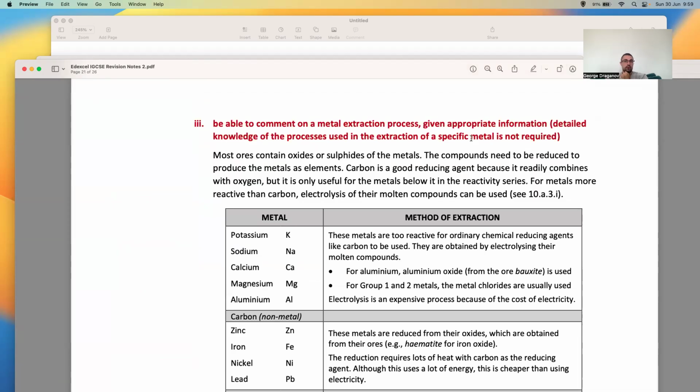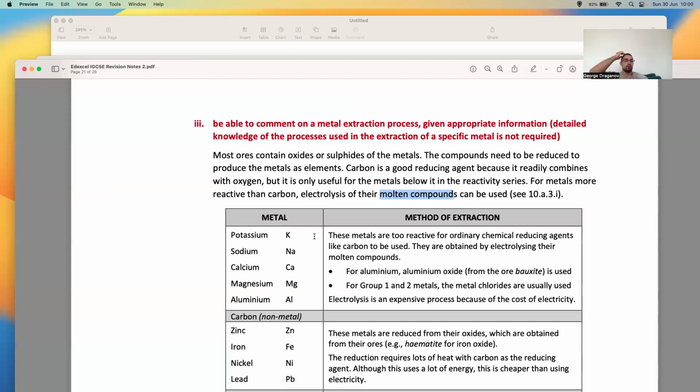Then you need to decide which way you're going to reduce them. So compounds need to be reduced to produce the metal as an element on its own. Carbon is the reducing agent because it can combine with oxygen to make carbon dioxide. Then it will leave your metal out. If the metal is more reactive than carbon, use electrolysis of the molten compounds. Do not use aqueous, because aqueous will produce hydrogen, because all these are above hydrogen.